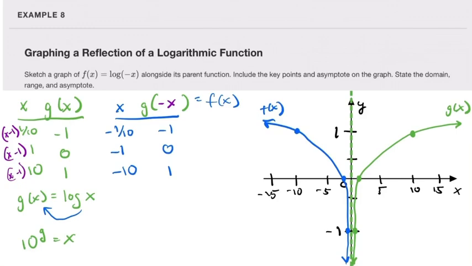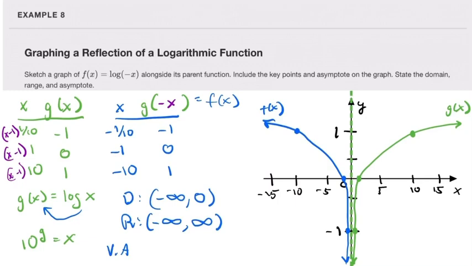Okay. So then the domain, the very left to the very right, is negative infinity up to 0. The range, the very bottom to the very top, is negative infinity up to infinity. And the equation of our vertical asymptote is going to be x equals 0, which is the y-axis.